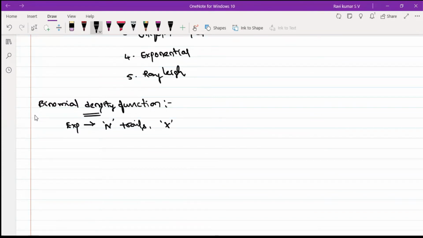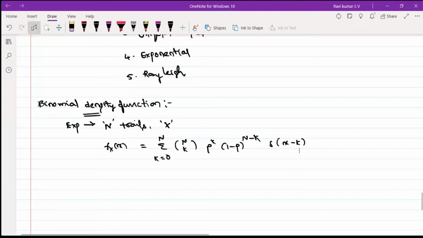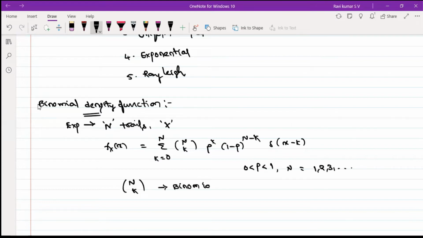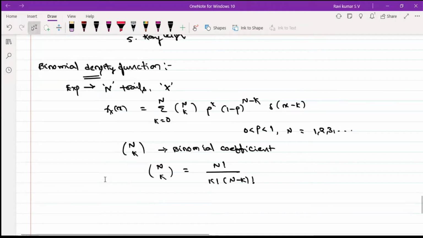I'm taking as f_X(x) = sum from k = 0 to n of (n choose k) p^k (1 − p)^(n − k) δ(x − k). Here δ represents the impulse function to indicate the density function response. The p value always lies between 0 and 1, and n always starts from 1, 2, 3, and so on. And here the quantity I am taking is the binomial coefficient, represented as (n choose k) = n! / (k!(n − k)!). So this is the representation of the density function.